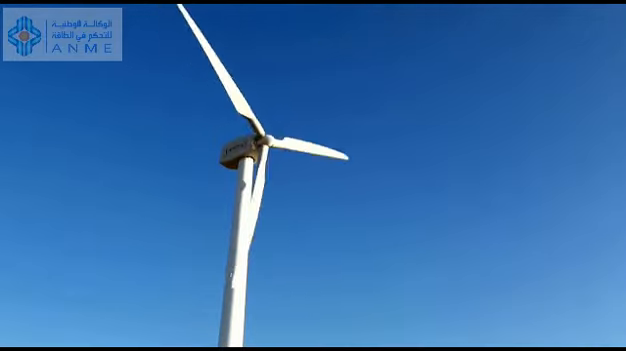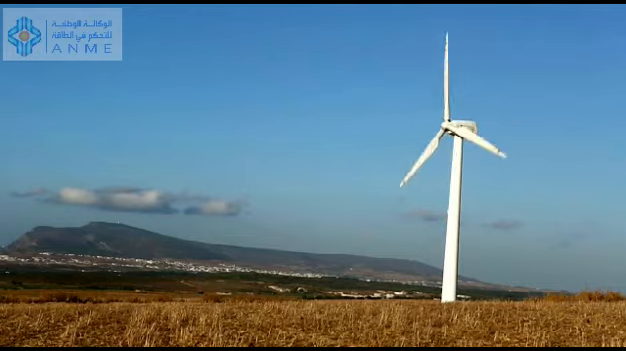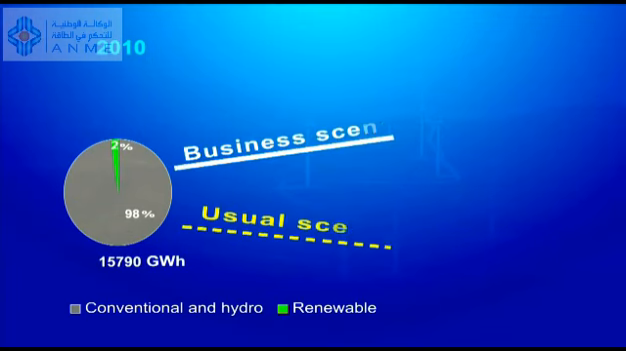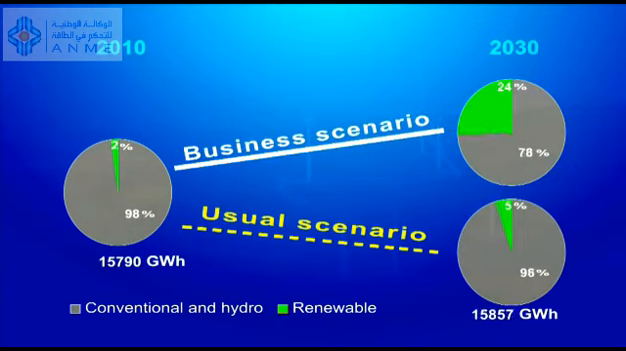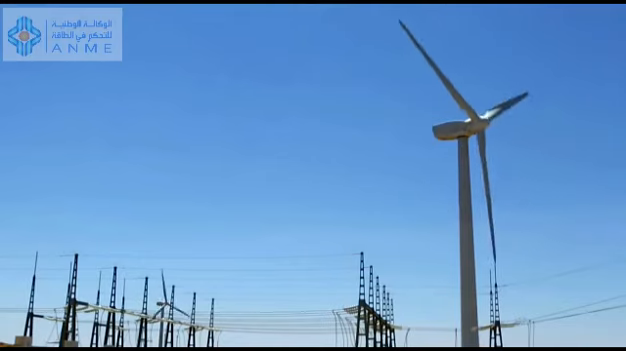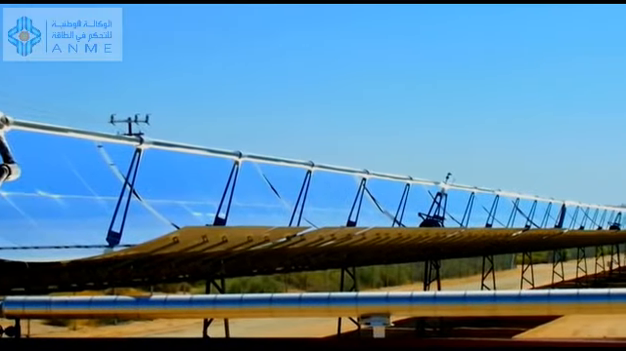This way, the Tunisian strategy expects to increase the share of renewable energies, excluding hydro, in the electricity production from 2% in 2010 to 30% excluding hydro in 2030, compared to a business-as-usual scenario of 5% of renewable energies. Such a share will be distributed between wind energy, photovoltaic solar energy, and concentrated solar power.